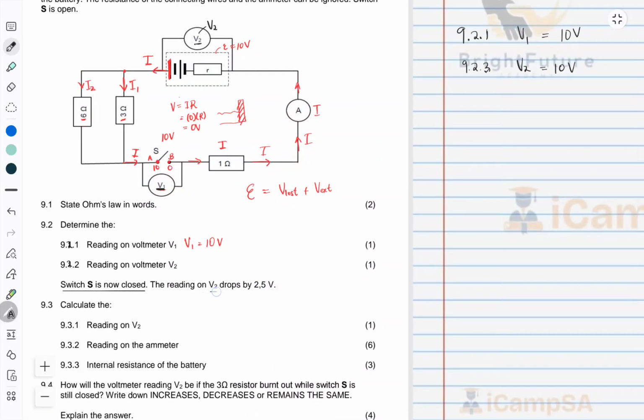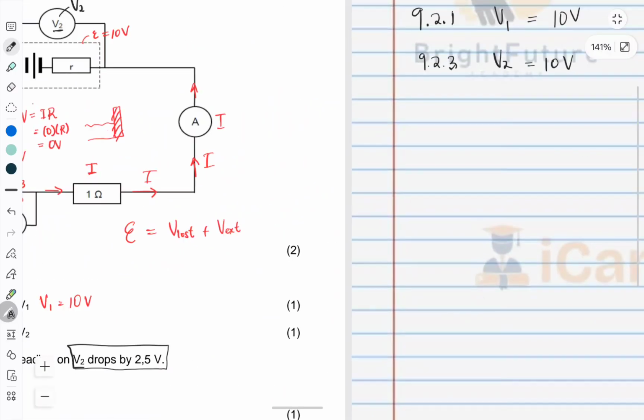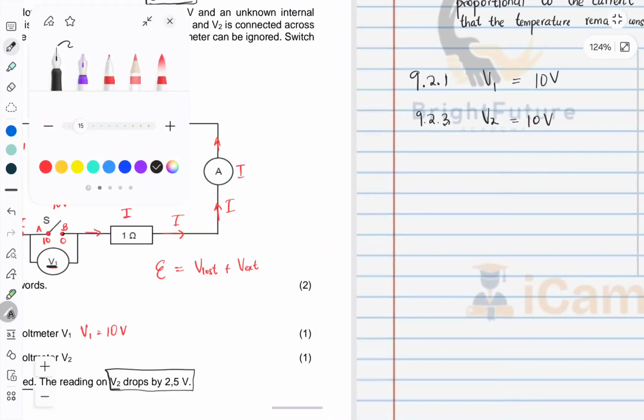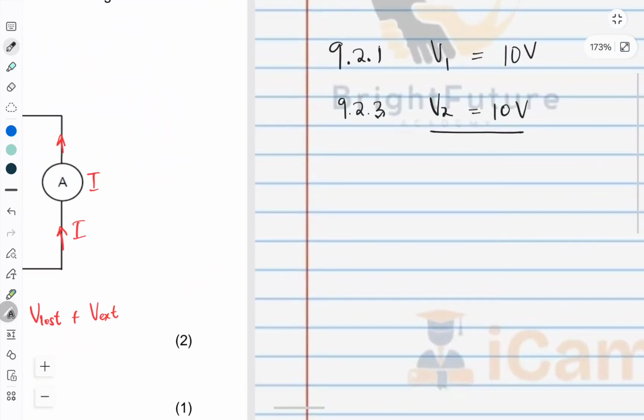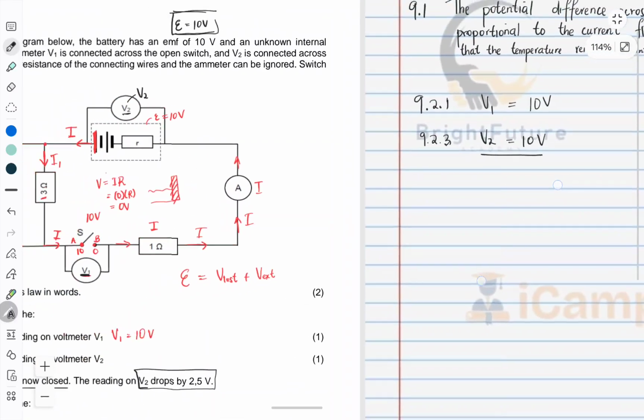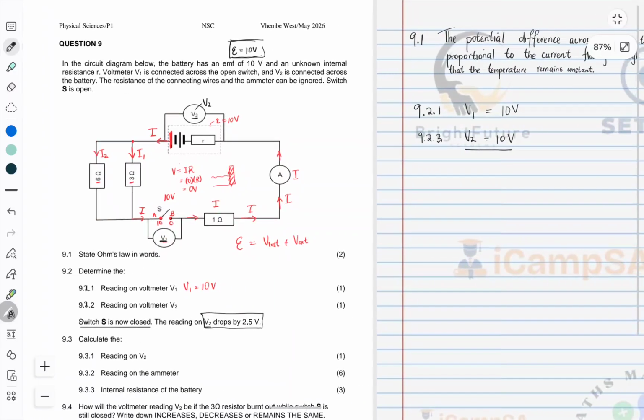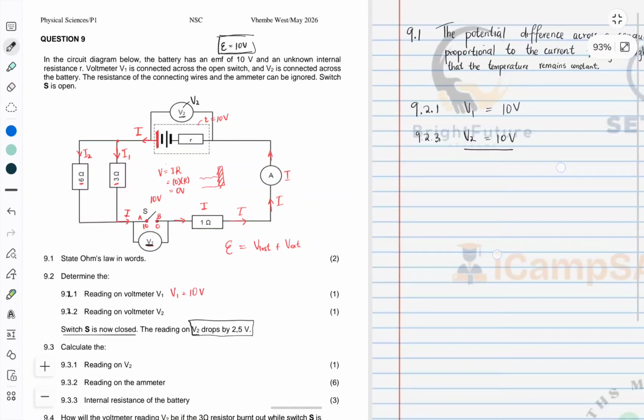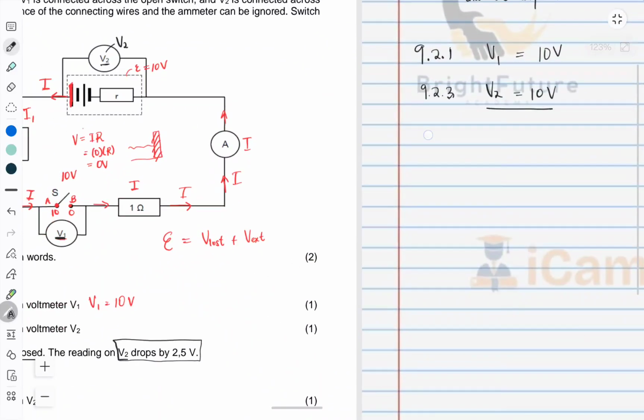Reading on V2 drops by 2.5 volts. Remember we said V2 when the switch was open was measuring 10 volts. But now when we close the switch, that voltage will drop by 2.5. So let's go to 9.3. It means V2 is now equal to 10 minus the drop, which is 7.5 volts. That's the voltage measured by V2.